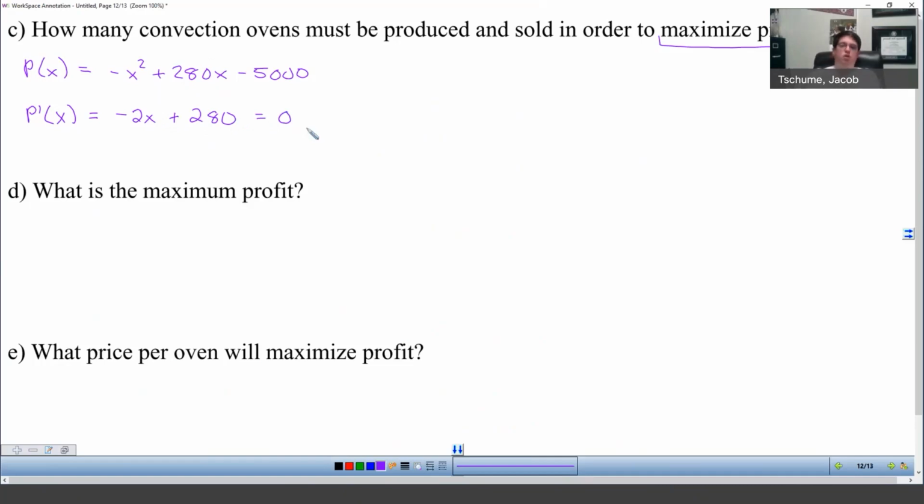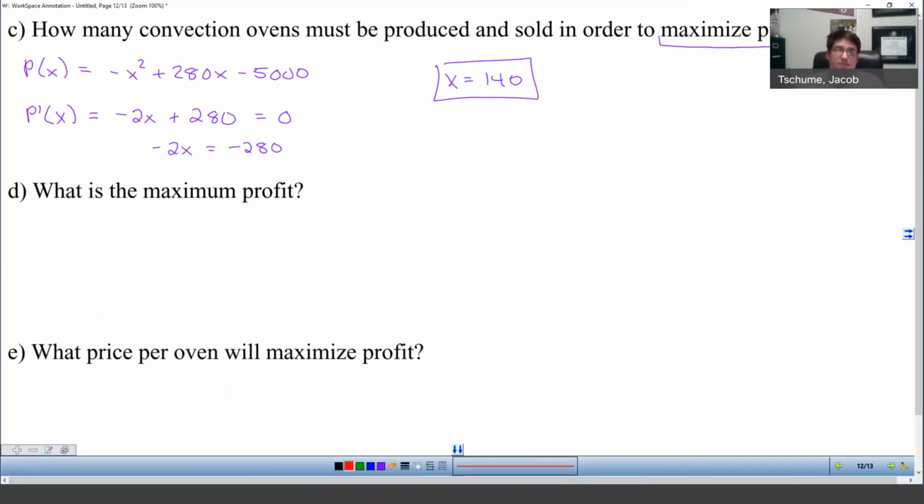And to find the critical value, I need to set that equal to 0. If I subtract the 280 over, I will have negative 2x equals negative 280. And if I divide both sides by negative 2, the answer to part C is 140. So I need to sell 140 convection ovens to maximize my profit.